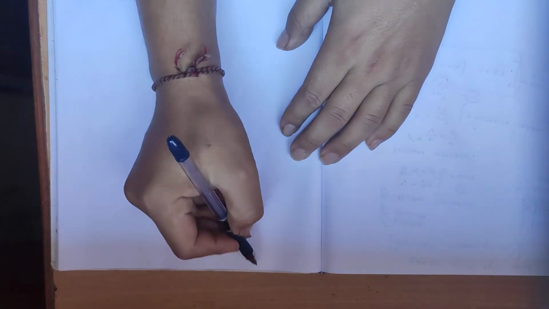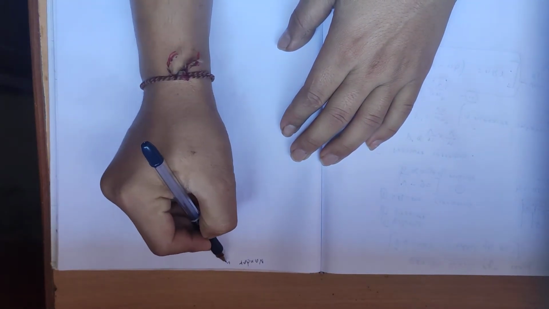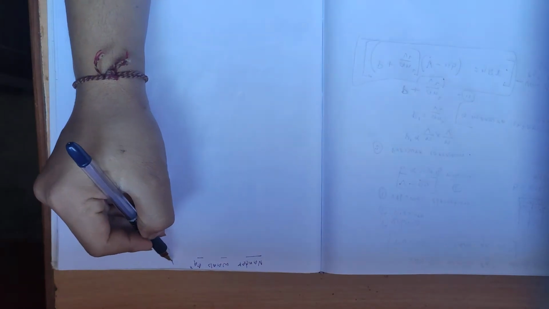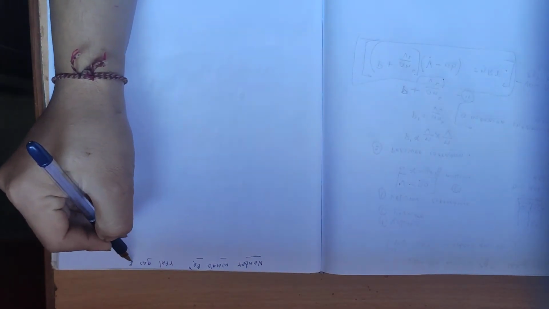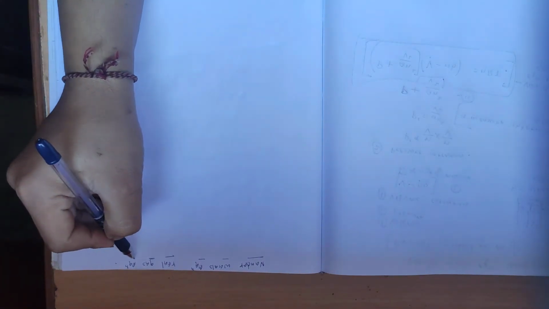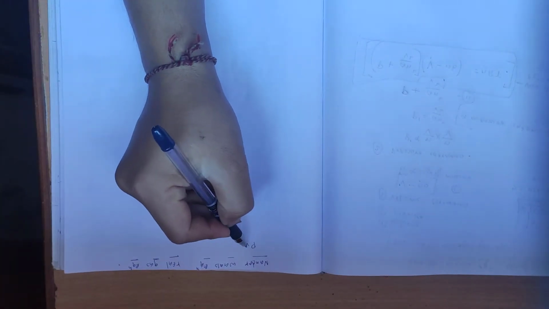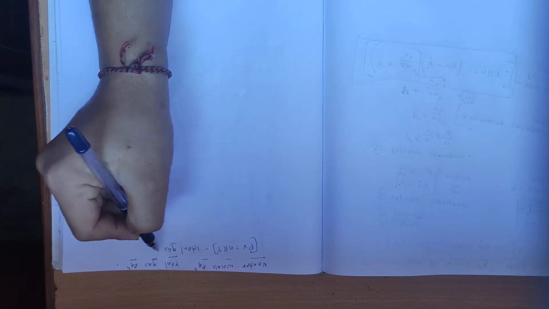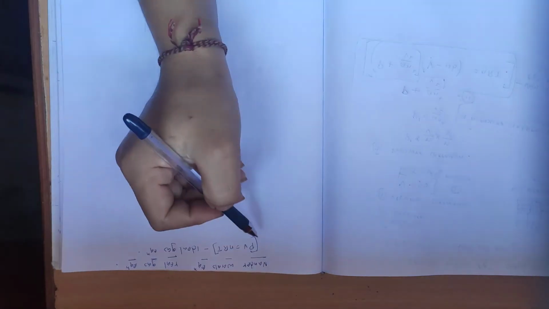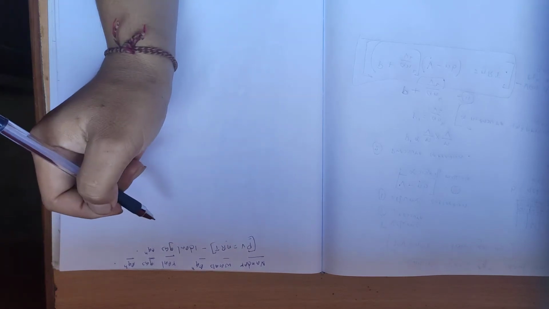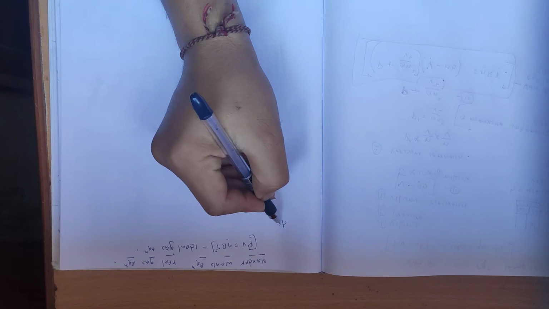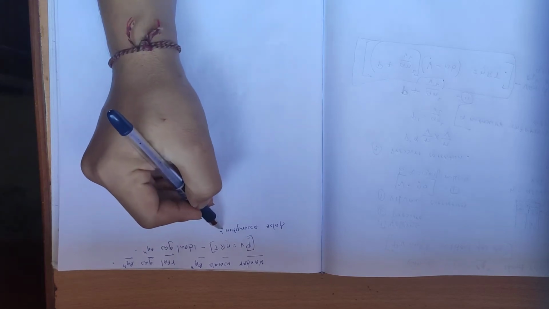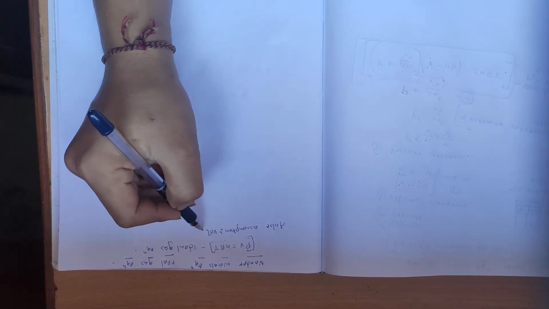My topic is van der Waals equation. It is also known as real gas equation. There is one equation known as PV equals nRT, which is called the ideal gas equation. In this ideal gas equation, there are some false assumptions, such as for volume and for pressure.